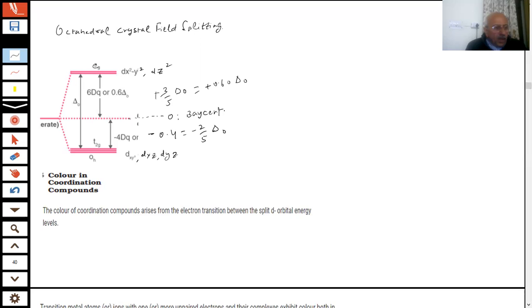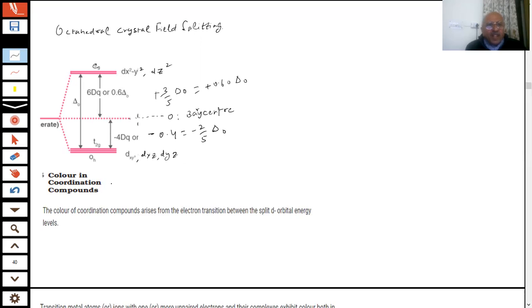Base center, students. What they have written is barycenter. What is the spelling, am I wrong or right? Barycenter. Sometimes I make mistakes, students. NCERT has also given that. And in Dq they write minus 4 Dq, total is 10 Dq. Dq is an energy representation from the quantum mechanical wave equation. So we will be using Dq less, students.